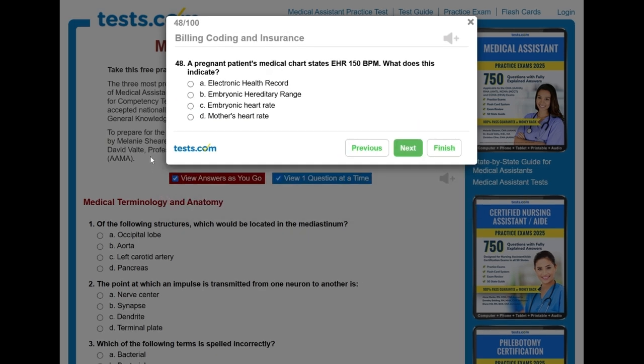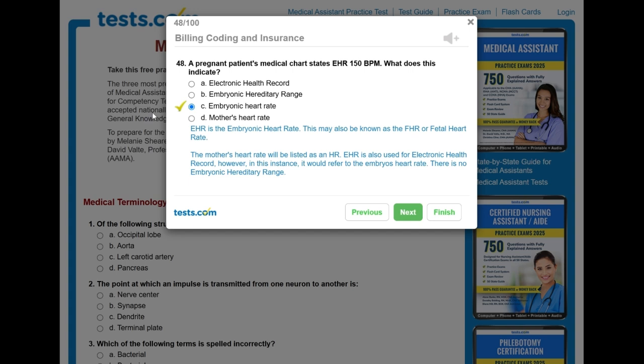Question 48. A pregnant patient's medical chart states EHR 150 BPM. What does this indicate? A. Electronic health record. B. Embryonic hereditary range. C. Embryonic heart rate. D. Mother's heart rate.